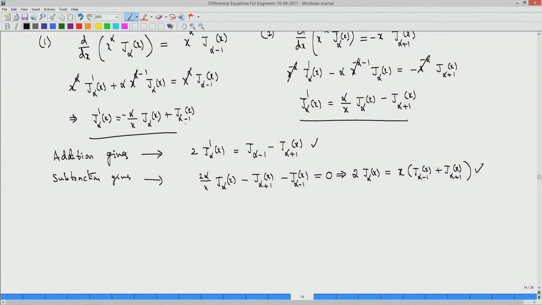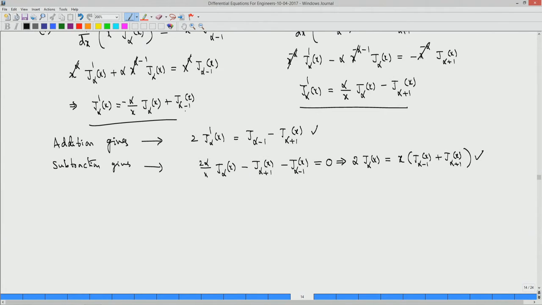So, these you can call recurrence relations for the first kind Bessel functions. We make use of this; we already know J half of x, and similarly J minus half also we know.